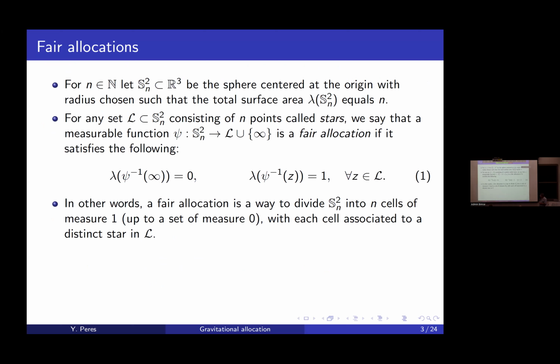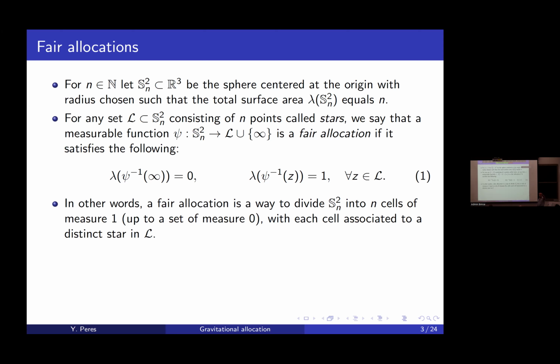Now, instead of matching, we're going to look at allocations, and this can be on the sphere, on a torus, also in infinite volume. But in this picture, I'm talking about the sphere. Take a sphere and let's make it have total area n, and then we have a set of centers or stars that are exactly n points, and we want to allocate to each one a unit of area in a nice or covariant way.